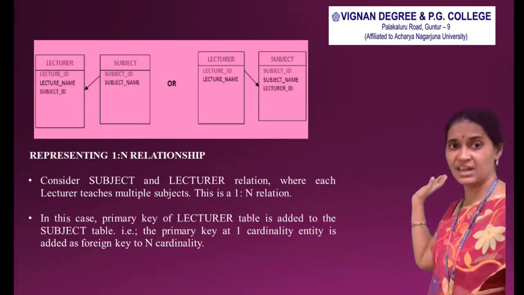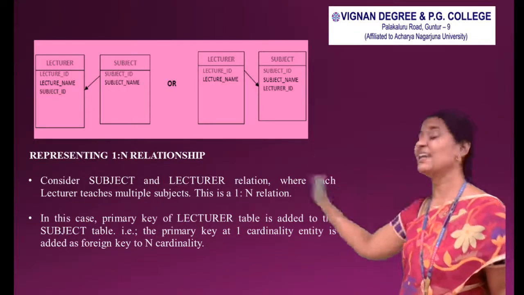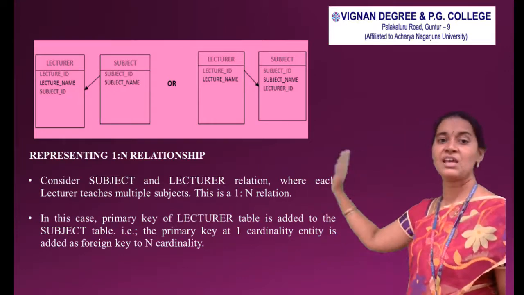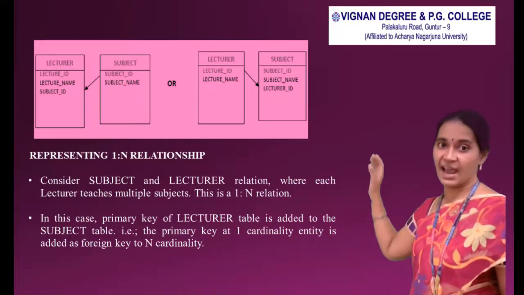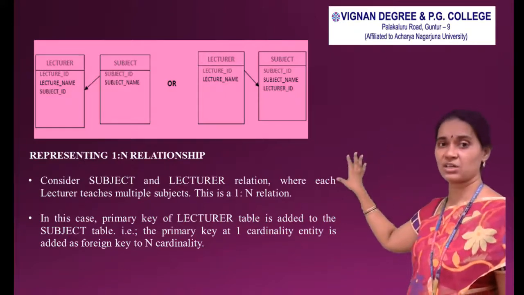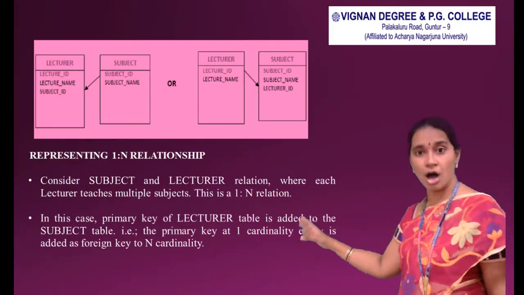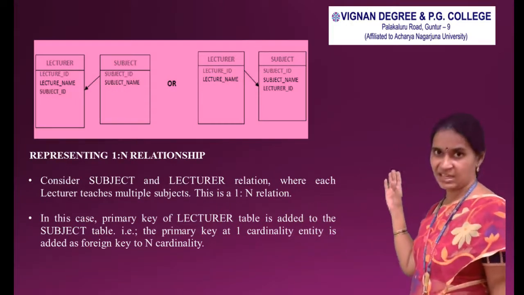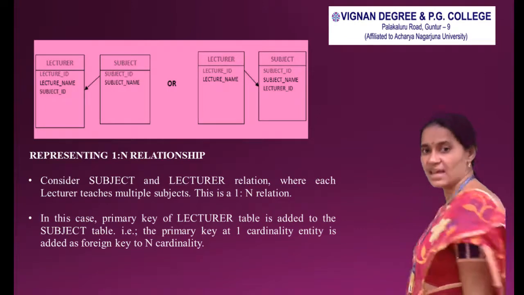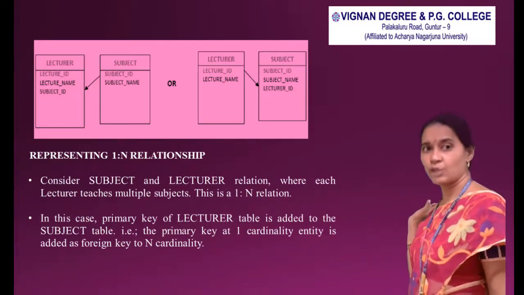It can be represented in both ways, wherein it is being used to establish a relation or an association between the lecturer and the subject table. Either the subject ID in the subject table can be used as a foreign key in the lecturer table, or the lecturer ID in the lecturer table can be used as a foreign key in the subject table. This is how I can represent a one-to-one relationship.